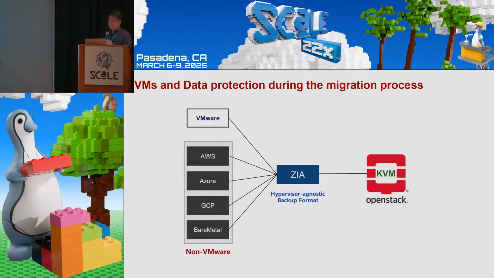Another mission is to protect the virtual machine and the data during the migration process. The first step of migration is to back up VMware's VMDK in a GR backup format. The non-VMware is also backed up in a GR backup format. The second step is to recover a GR backup to OpenStack. That's it. We tested thousands of times.